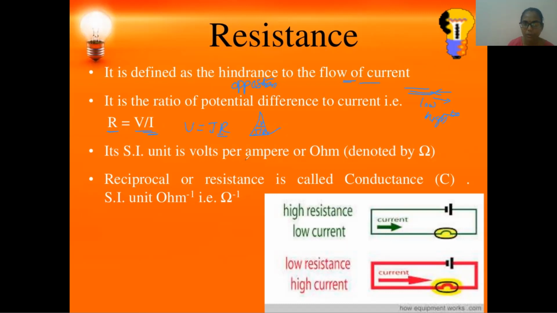SI unit is volt per ampere. You know the current, right, children? Resistance is equal to voltage by current. Voltage is volt, and current is ampere. So voltage per current is volt per ampere. That is what we call volt per ampere.